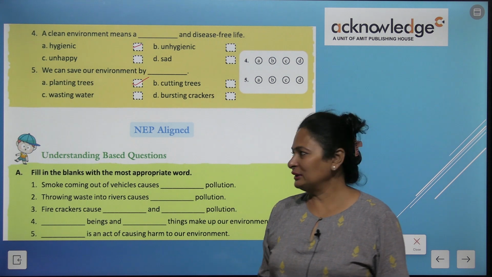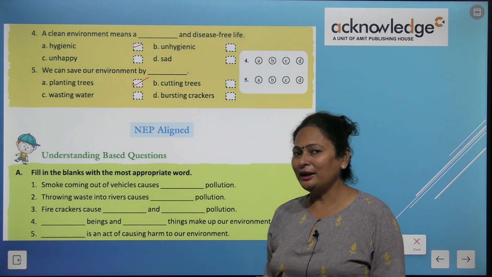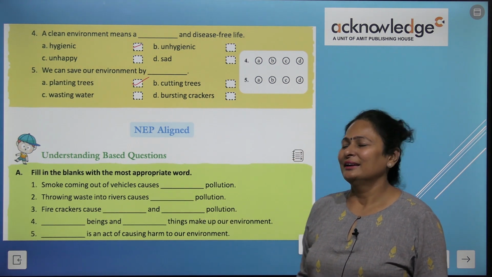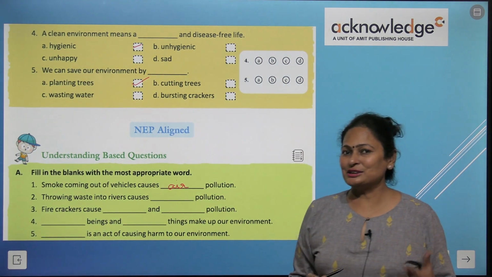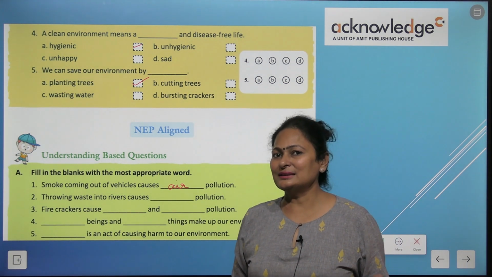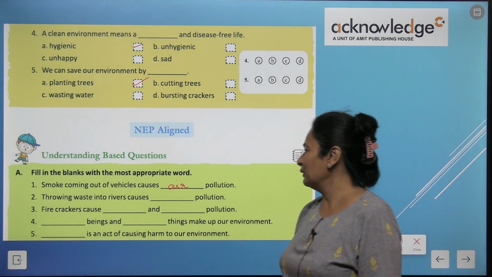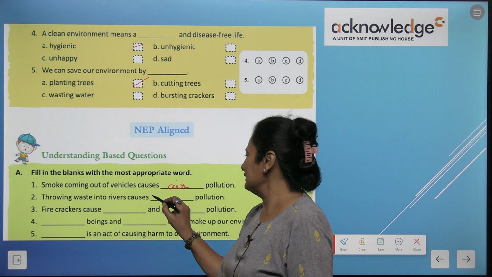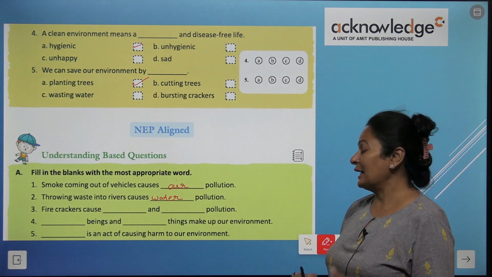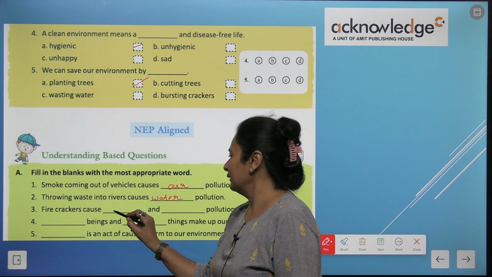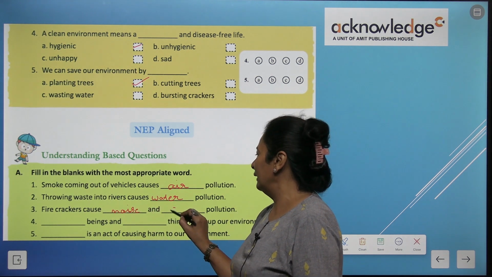So understanding based question. Fill in the blanks. Smoke coming out of vehicle causes what kind of pollution? Can you tell me now? Very good answers. It is air pollution. The smoke that emits from the vehicles, from the factories, leads to air pollution. Throwing waste into river causes what pollution? It is water pollution. Firecrackers cause noise and air pollution.